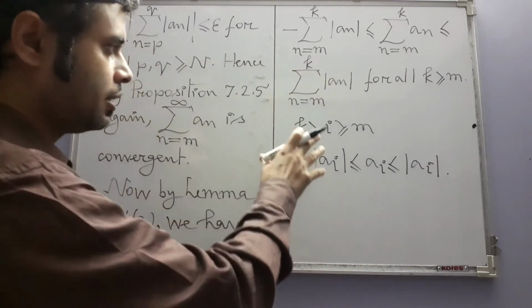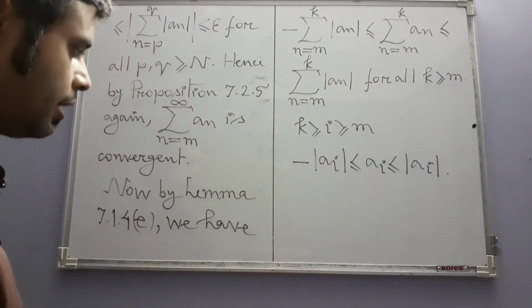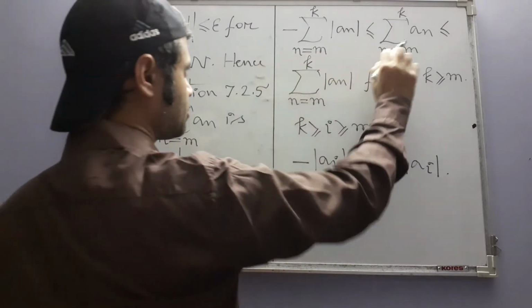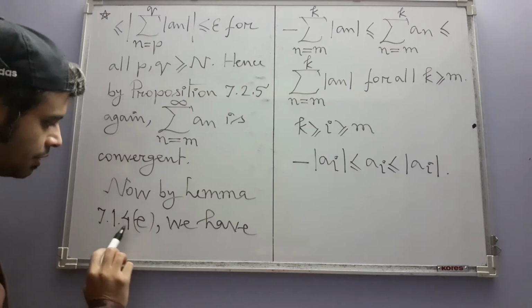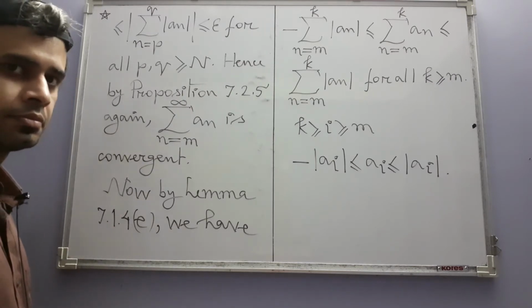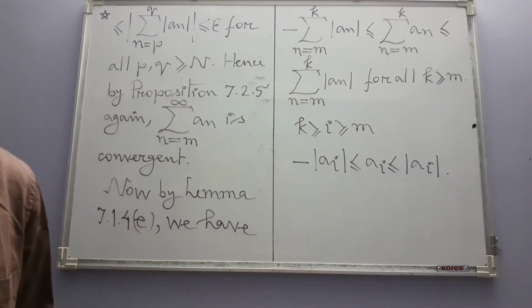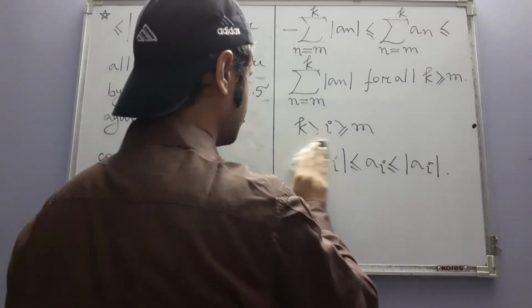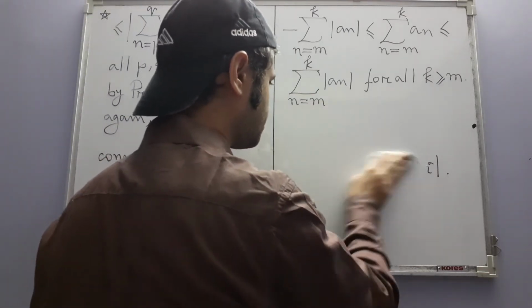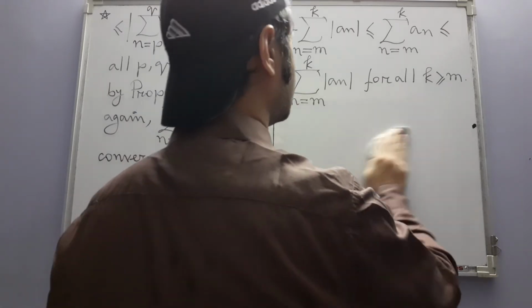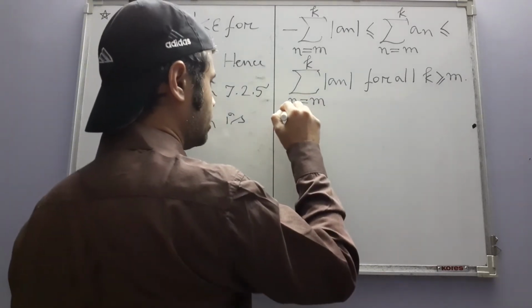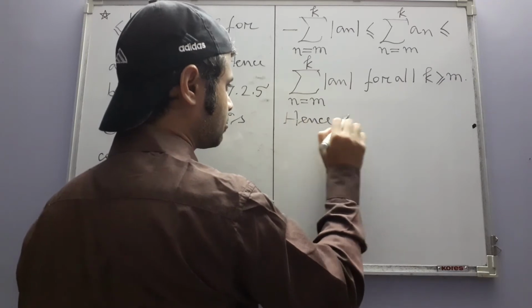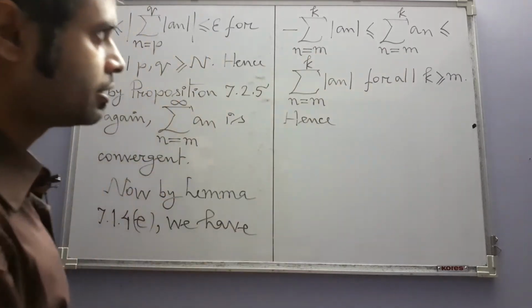So what we have written here is the sum of those inequalities, and the fact that these sums also satisfy such corresponding inequalities comes from lemma 7.14 part E. So that's just what we have written. And this is true for all k greater than or equal to m. Hence, so we have inequalities like this.